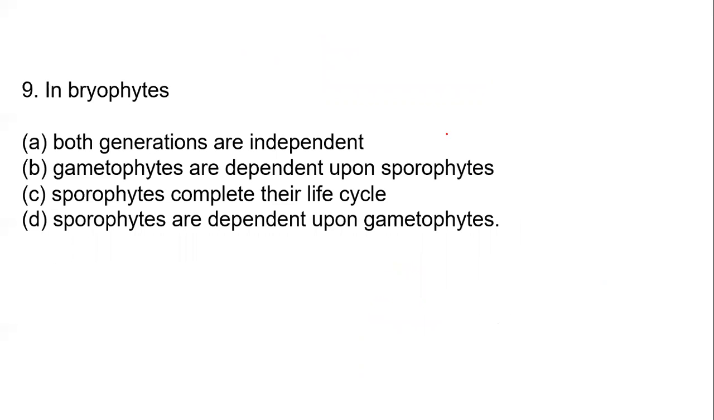In bryophytes, what is actually you can see over in bryophytes. That is the amphibians of the plant kingdom. Yes, amphibians of the plant kingdom, they require water for completing their sexual cycle. In bryophytes, both generations are independent. Gametophytes are dependent on the sporophytes. Sporophytes complete their life cycle. Sporophytes are dependent on the gametophyte.